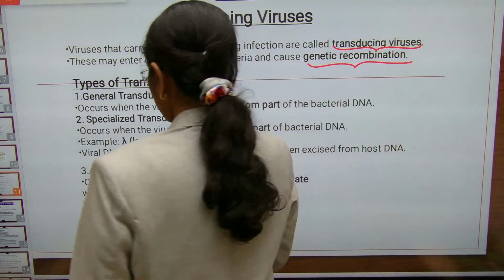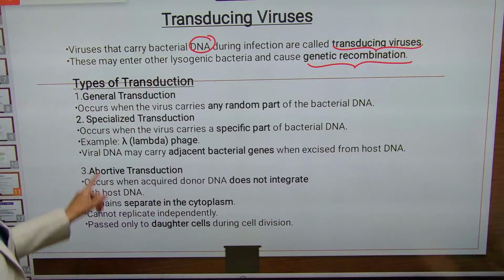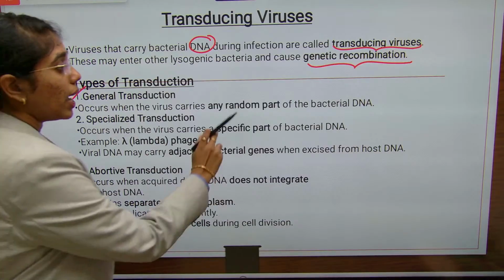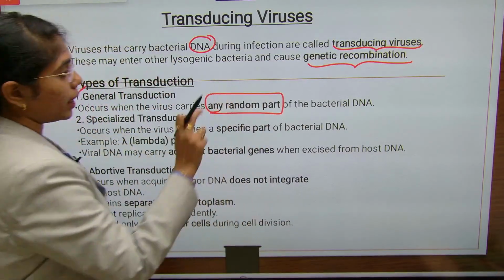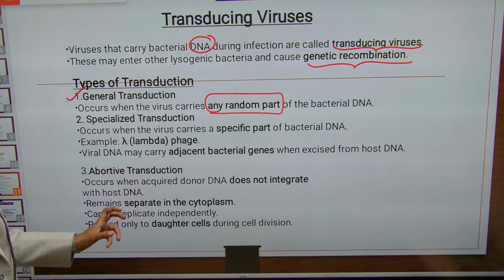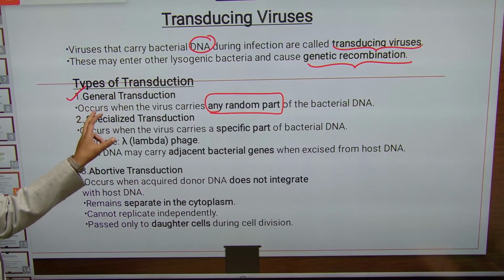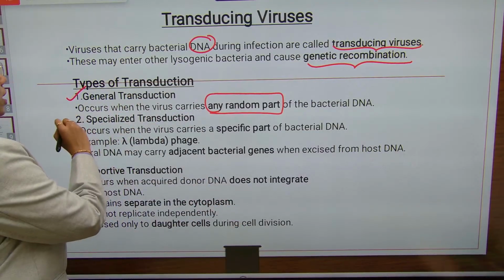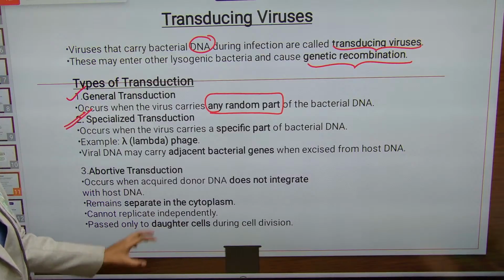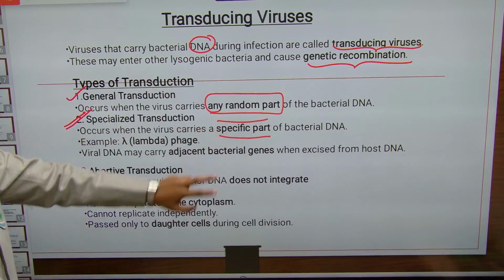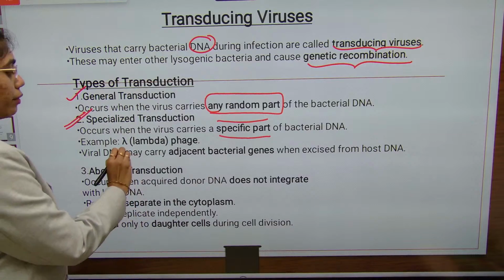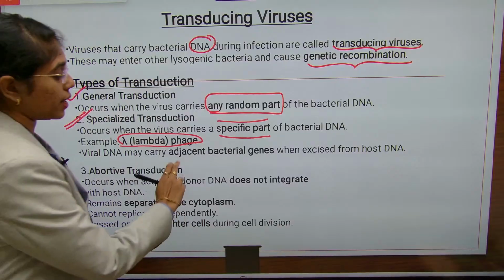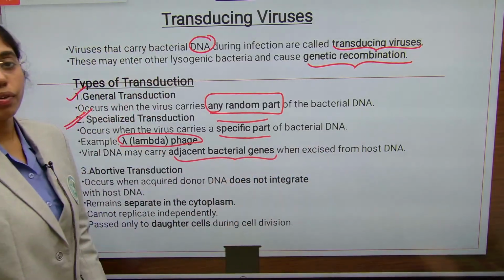Types of transduction. First is general transduction. This occurs when the virus carries any random part of the bacterial DNA. What is specialized transduction? This occurs when the virus carries some specific part of the DNA. Best example I can give you is lambda phage. Here viral DNA may carry adjacent bacterial genes when excised from the host DNA.